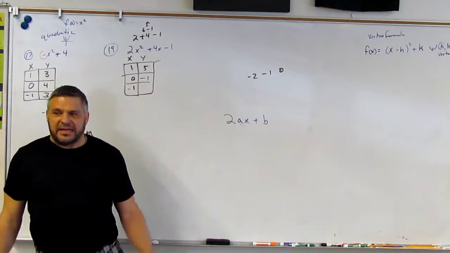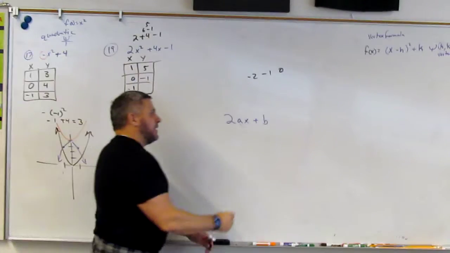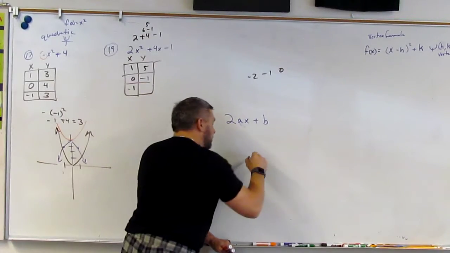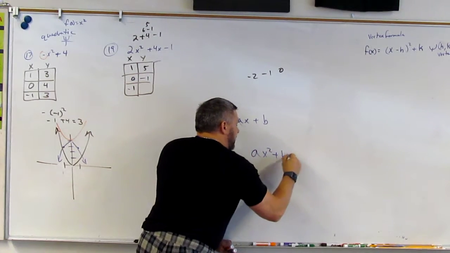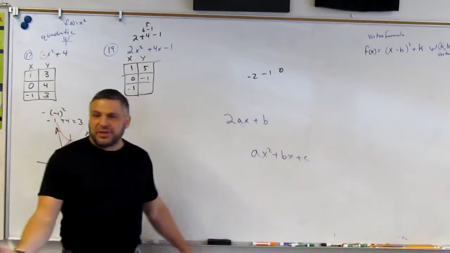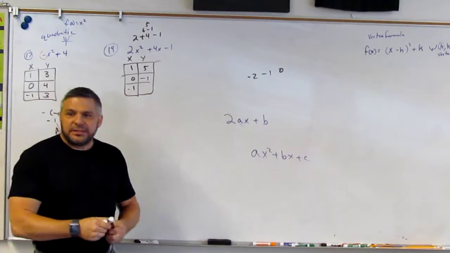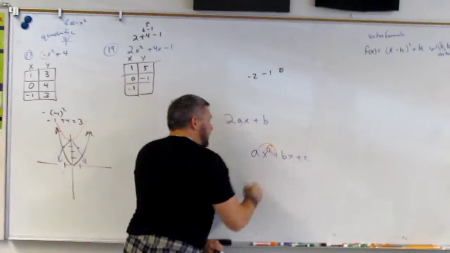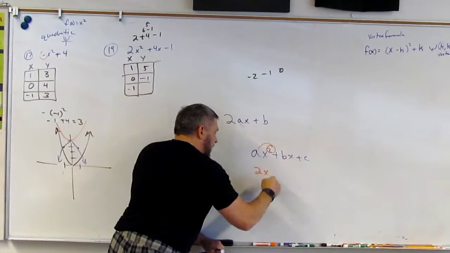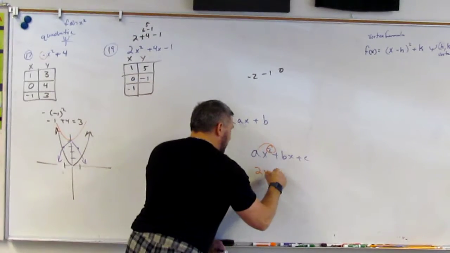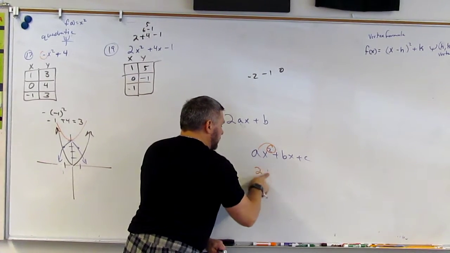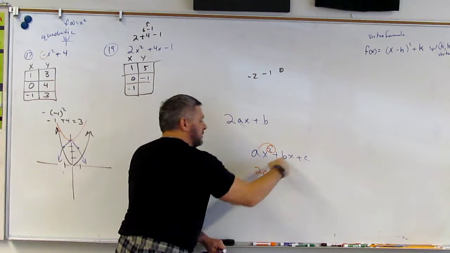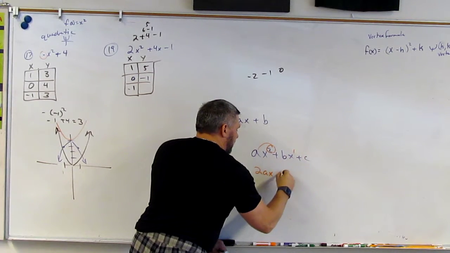Maybe. Okay? That's the derivative. Think about it. If you have ax squared plus bx plus c, that's your quadratic. Take the derivative. What's 2 times a? 2a. What's 1 from 2? 1. So 2ax and then plus b.